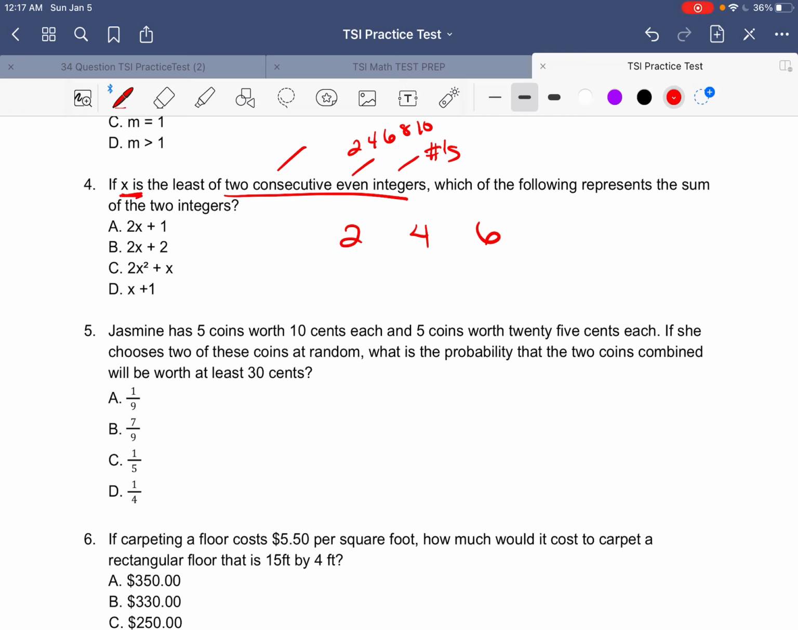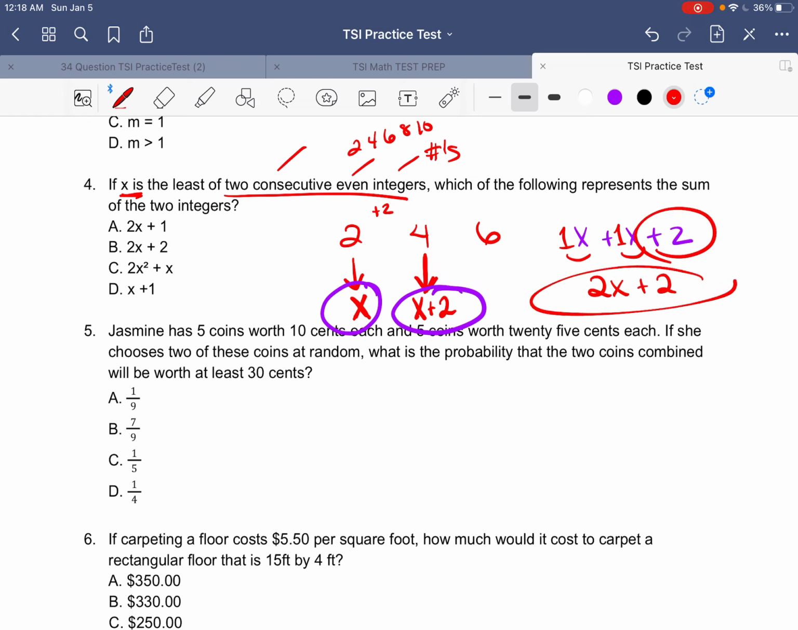So if x is the least of the integers, so x is the smallest, say x represents the 2, then what would the next integer be represented by? Well, to go from 2 to 4, you have to add 2. So the second one would be represented as x plus 2. So the first integer is x. The second integer is x plus 2. So let's go ahead and add x plus 2. So 1x and 1x is equal to 2x. And then we bring down the plus 2. So the answer is 2x plus 2.